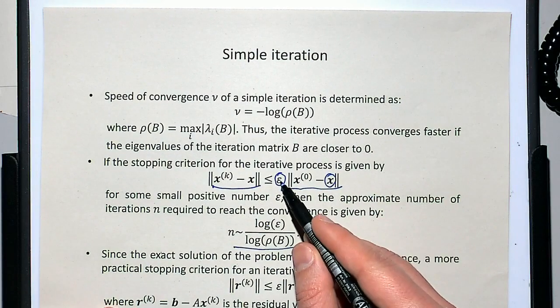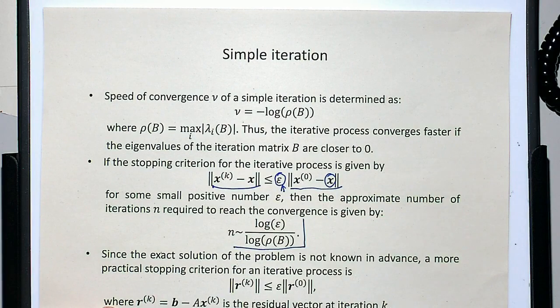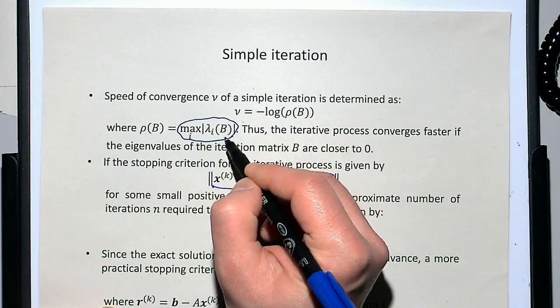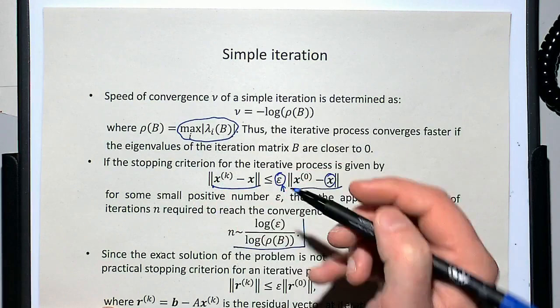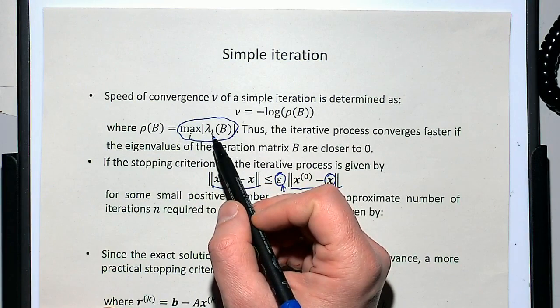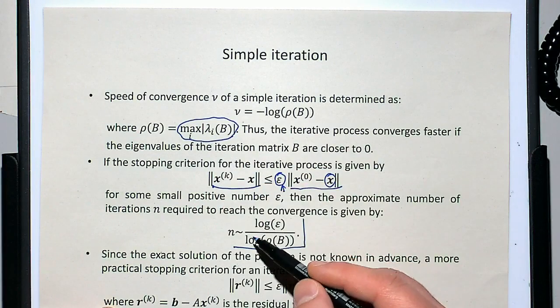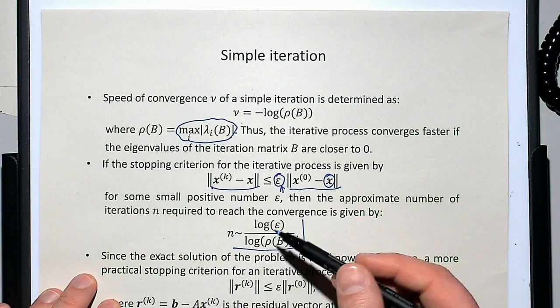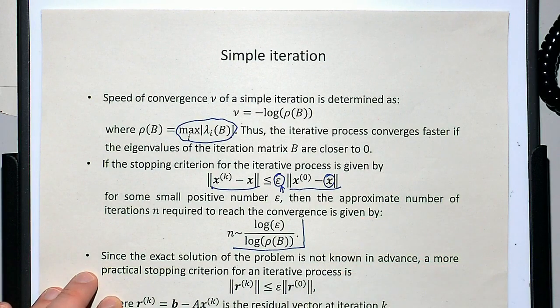So this epsilon is given by the user, say 10 to the power minus 4. The log of 10 to the power minus 4 is going to be negative. But that's no problem, because this is going to be divided by log of this rho B, and this rho B is the maximum magnitude of the eigenvalues of B. Okay? And since for convergence this has to be below 1, this logarithm is also negative. So we have no problem getting a positive value for this n. So if epsilon is fixed, can you tell me what happens if the eigenvalues of B with maximum magnitude get smaller and smaller, which means closer and closer to 0? What does happen? So then n is going to decrease.